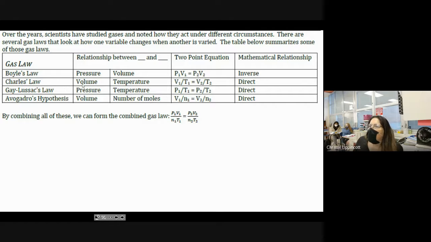All right, Charles's law then is a direct relationship. If the temperature goes up, the volume goes up. Gay-Lussac is temperature and pressure. So if the temperature goes up, the pressure goes up. And then you can combine those into a combined gas law.